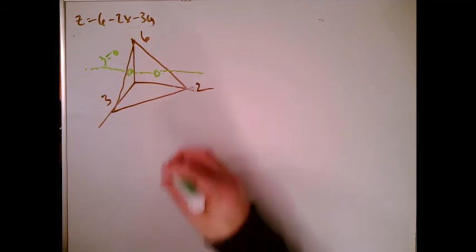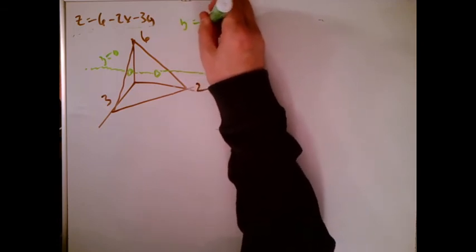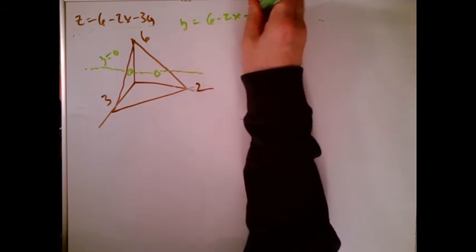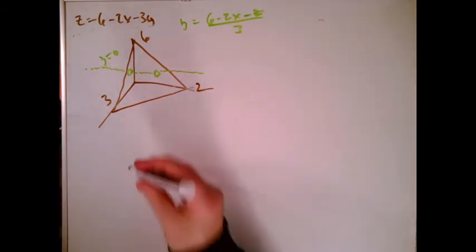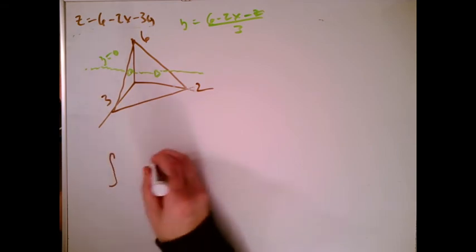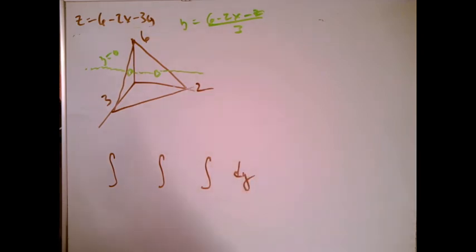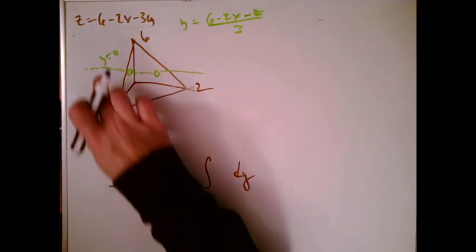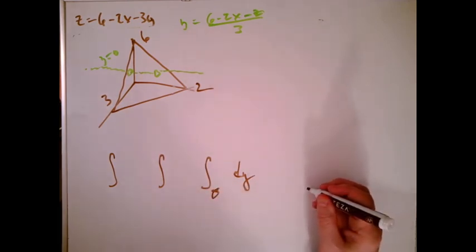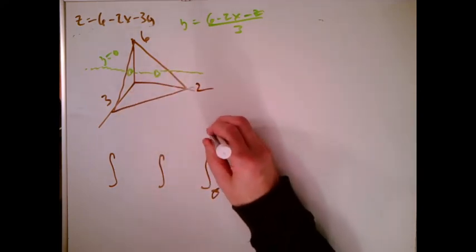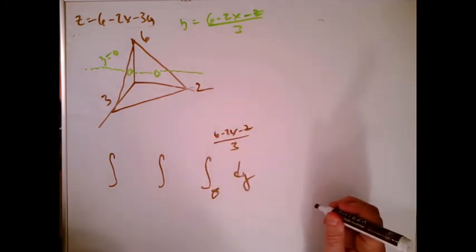As it leaves, it's hitting the tent. I need to know what y is there. So I'm going to get y is (6 minus 2x minus z) all over 3. So I can start setting up my integral. I'm going to go integral, integral, integral. We're doing dy first this time. My lower limit of integration corresponds to when my chop enters the region. That's y equals 0. My upper limit of integration corresponds to the y value as my chop leaves the region. So I'm going to get (6 minus 2x minus z) all over 3, like that. And we've taken care of that.